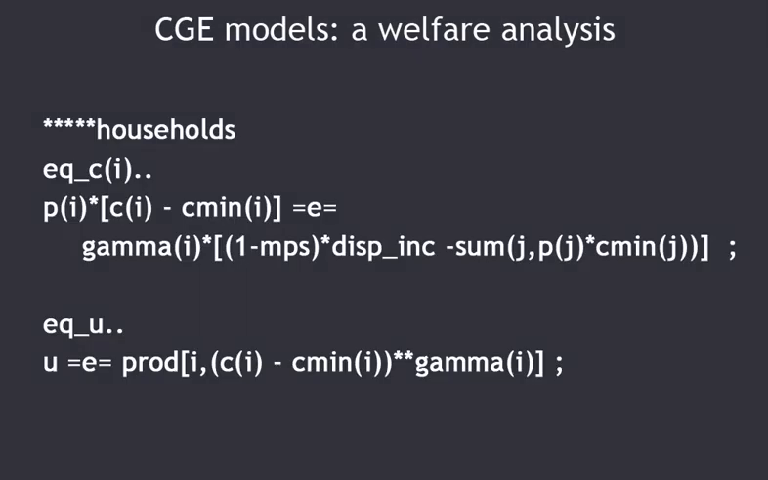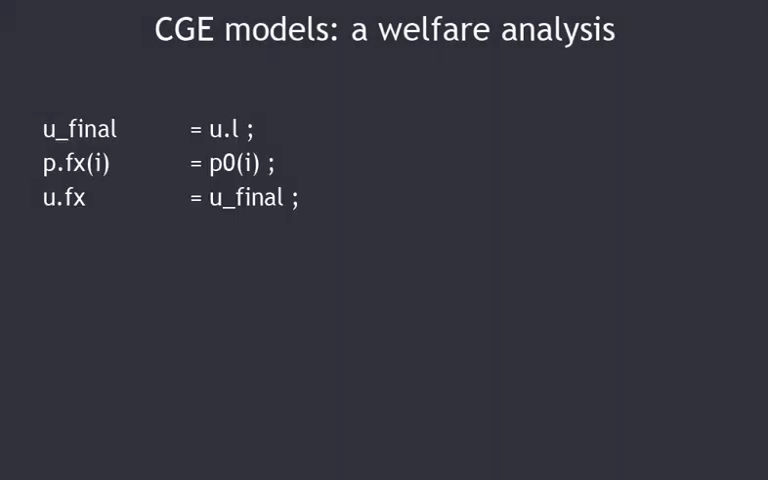We define a new model from only two equations: EQ_C, which is the solution of the utility maximization program and the budgetary constraint, and gives us the level of consumption, and EQ_U, which defines the utility level. So how do we do a welfare analysis? First, I record in a new parameter the final value of the utility, U_final, equal to U.L. I remind you that U.L is the current level of the utility.